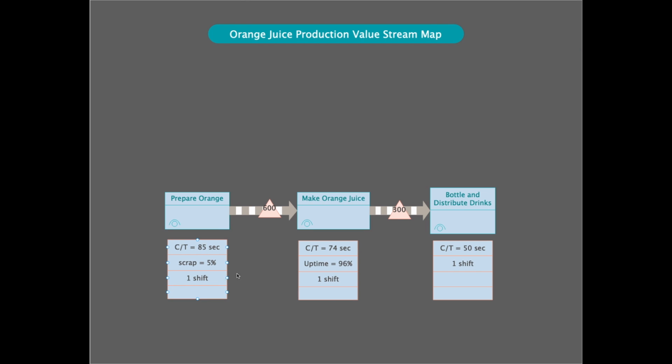This is one shift. This arrow simply means it's pushing the end result of this into the next process, and any triangles basically indicate inventory. So as a result of this prepare orange step, you get 600 items of inventory pushed over to the make orange juice process step, which again contains similar level information.